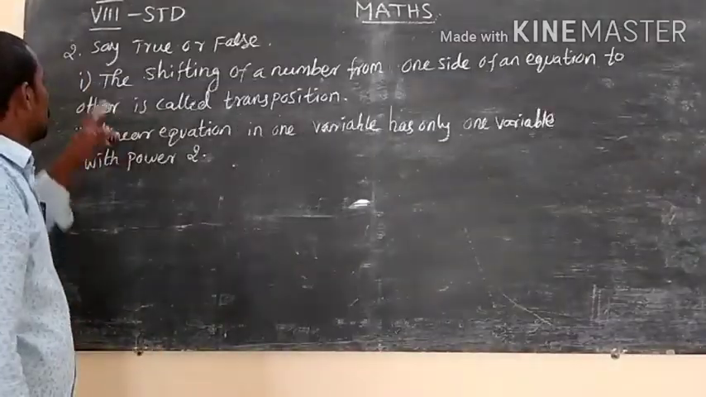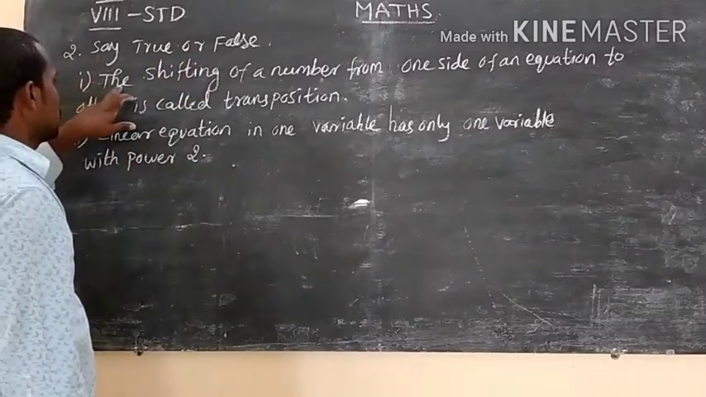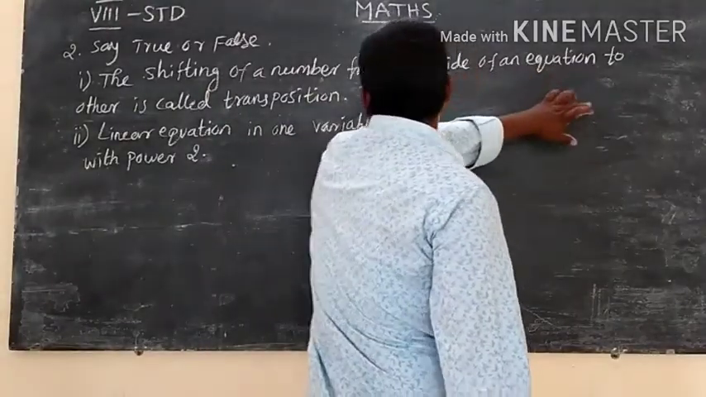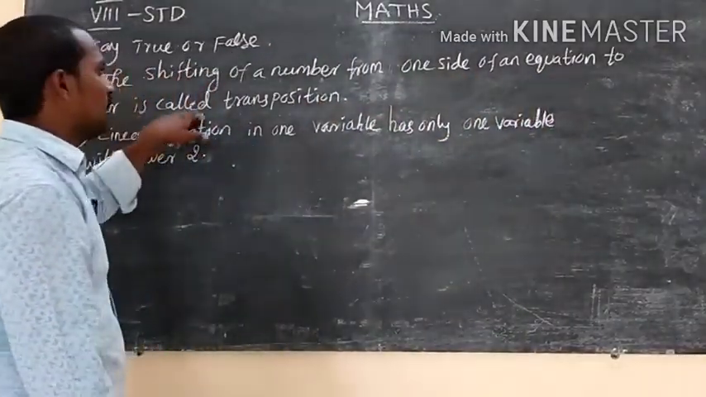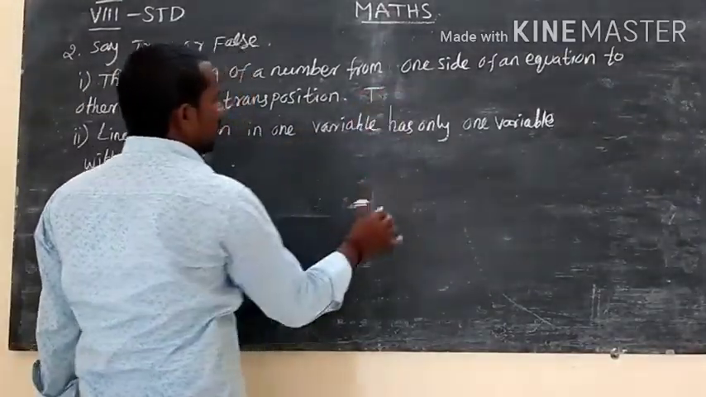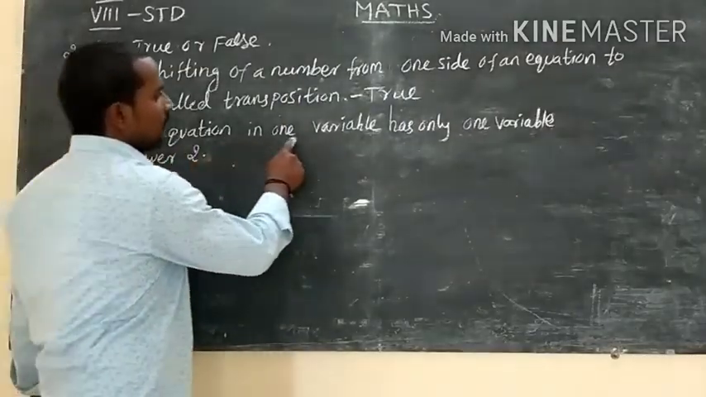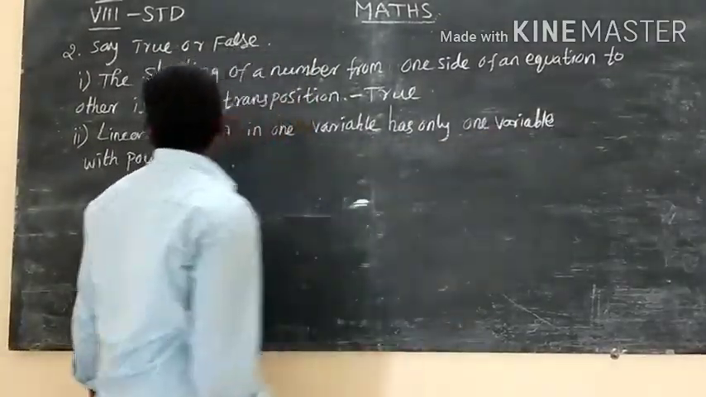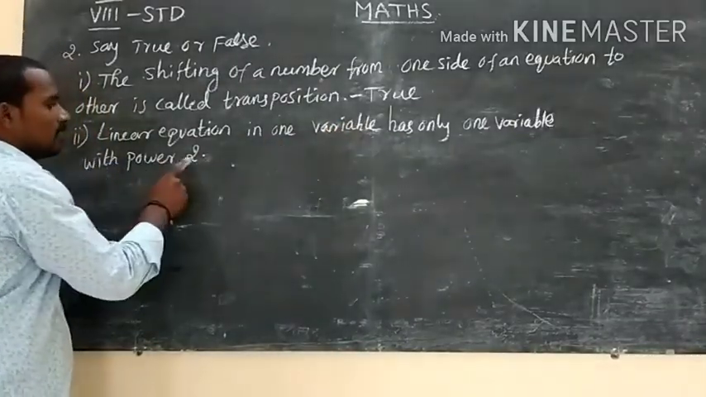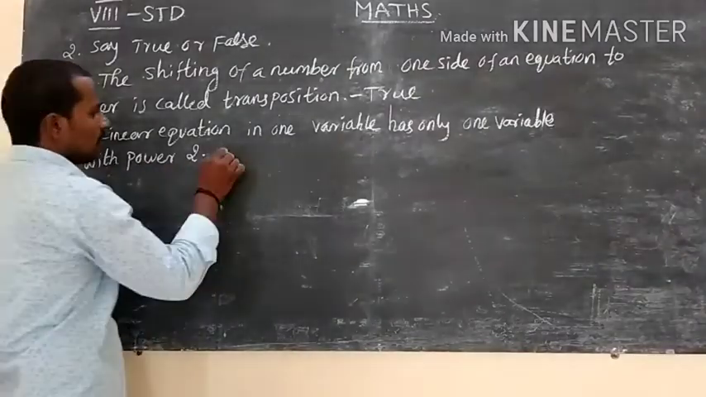The second question, say true or false. The first subdivision: the shifting of a number from one side of an equation to the other is called transposition. It is true, as we move a value from one side to the other. The second one: a linear equation in one variable has only one variable with power 2. Only one variable is correct, but the power is 1. Here the given power is 2, so it is false.